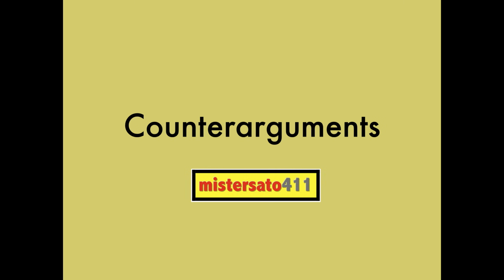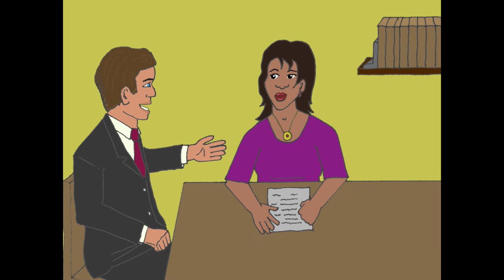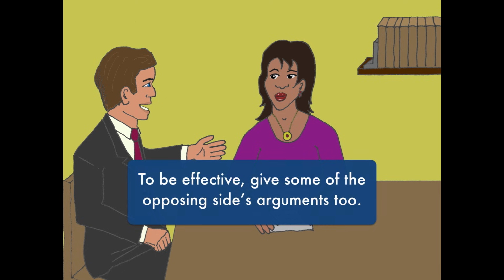I'm going to explain counterarguments. When you're trying to persuade someone of something in a persuasive essay or debate, you generally want to give facts and arguments that agree with your position, of course. But to be really effective, you need to give some of the opposing side's arguments too. I know that sounds counterintuitive, but let me give you an example.